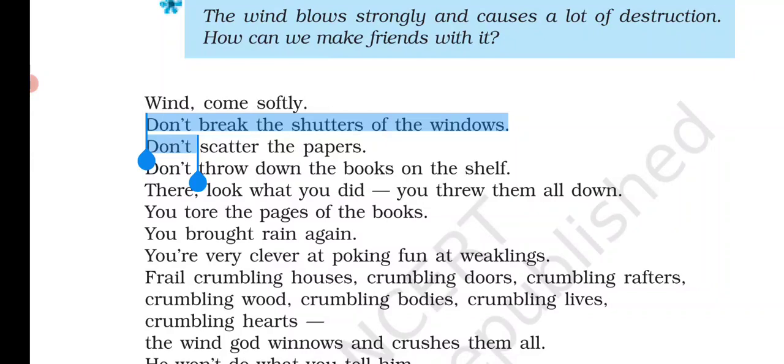So these are all the poetic devices we have in this poem: alliteration, metaphor, personification, repetition, and anaphora. So that's all the poetic devices and figures of speech we have in this poem.